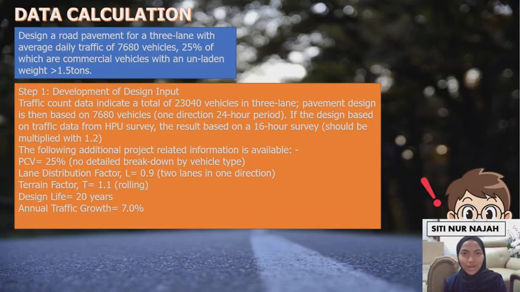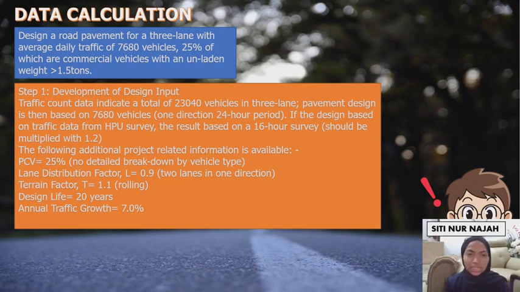Assalamualaikum warahmatullahi wabarakatuh. Hi, my name is Siti Nunajah Nazia binti Muhammad Jafridin. I am presenting about the data calculation. We decided to design a road pavement for a 3-lane road with average daily traffic of 7,680 vehicles, with 25% commercial vehicles with an unladen weight of more than 1.5 tons.